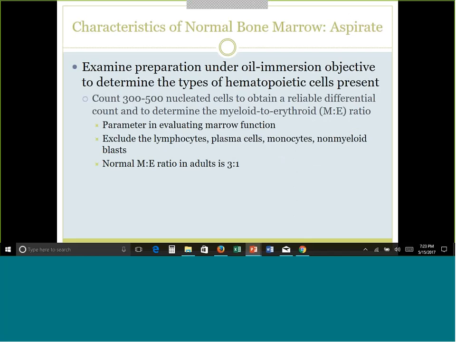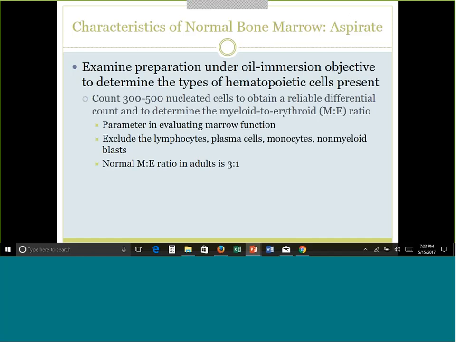And this is where you're going to do a count. What we are going to determine is our M to E ratio, our myeloid to erythroid ratio. So they're going to count around 500 cells and classify those cells. Either they are erythrocytes, the red cell line, so they might be a pronormoblast, a basophilic normoblast, a polychromatic normoblast, or they're going to be under the myeloid line, like myeloblasts, promyelocytes, monoblasts, promonocytes, those kinds of things. So they are going to basically count those cells.